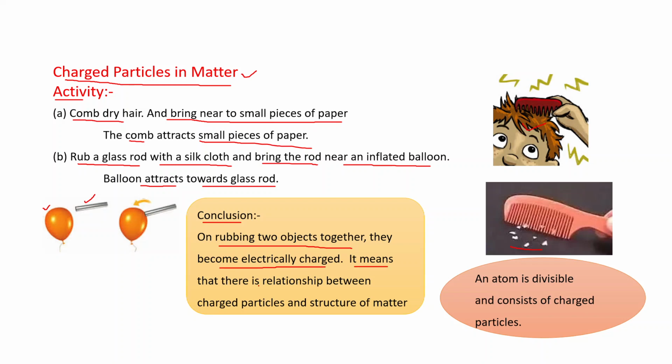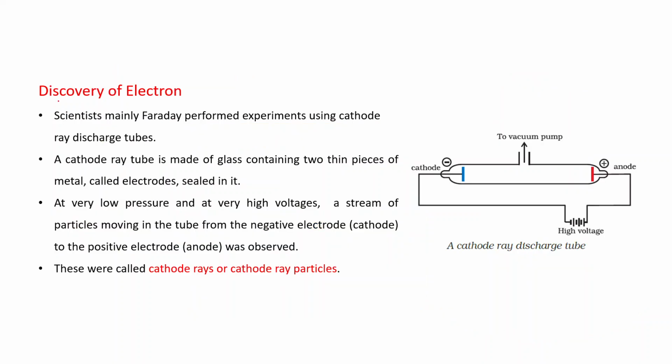It means that there is a relationship between charged particles and the structure of the atom. And the concept of the indivisible nature of the atom given by Dalton is not true. An atom is divisible and consists of charged particles. Now, what are the charged particles? We will discuss the discovery of these charged particles. First one is the discovery of the electron.